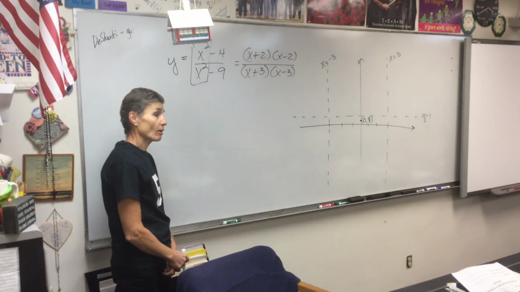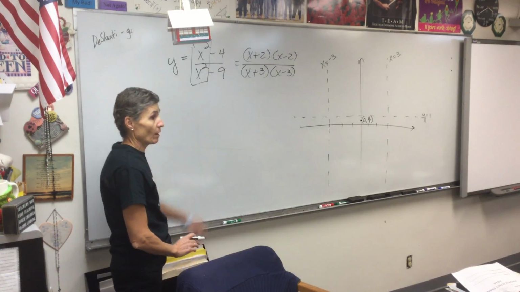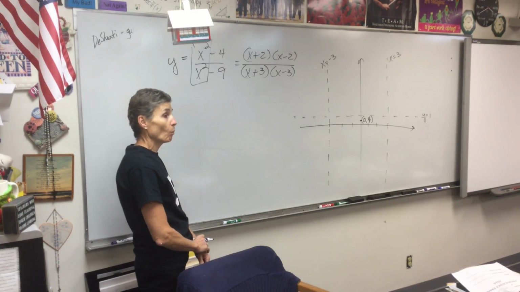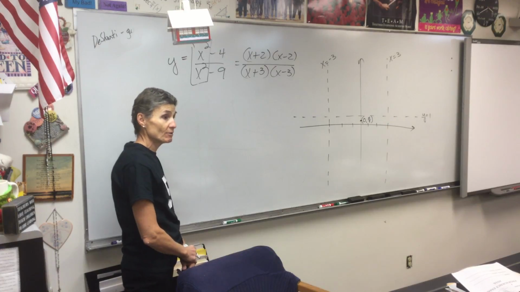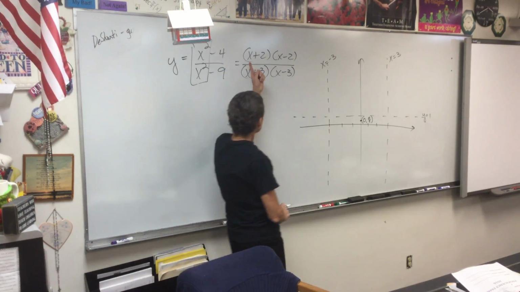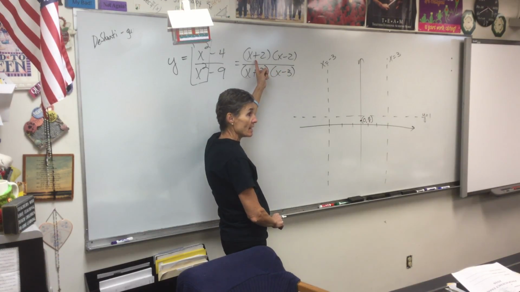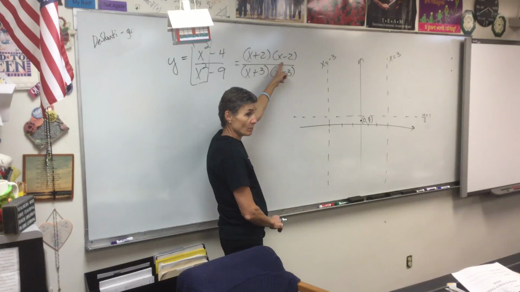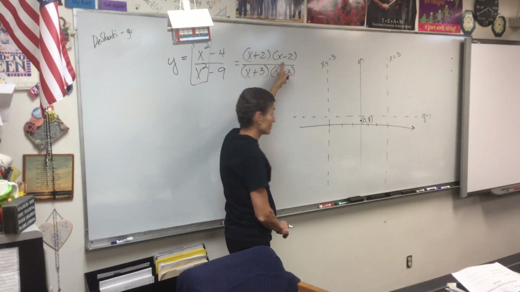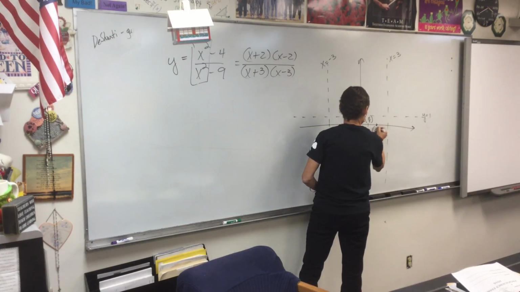Now, how do we find our x-intercepts? We let y be 0. And what happens when you let y be 0? The denominator disappears and you end up solving the numerator. So solve that numerator. What do we get? X equals negative 2 or x equals positive 2. So I'm going to have 2 intercepts. One's at negative 2 and one's at positive 2.